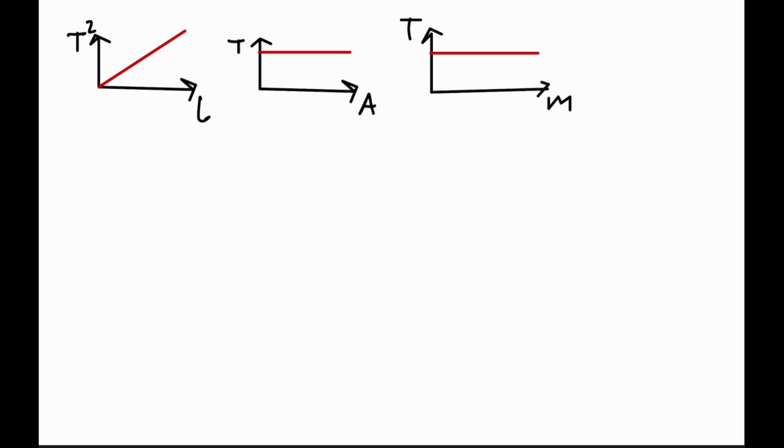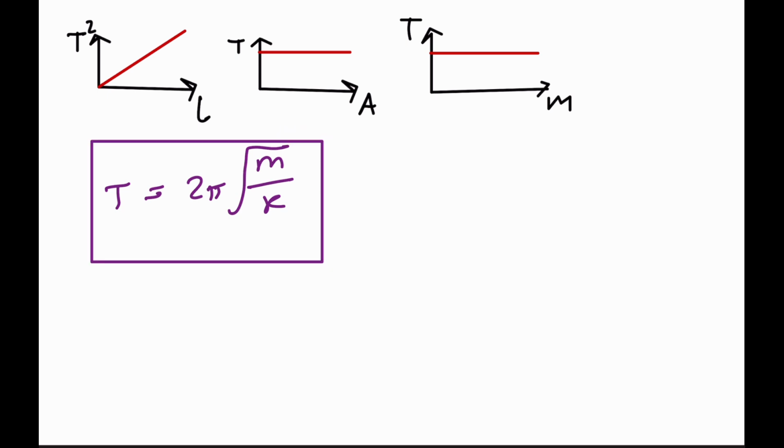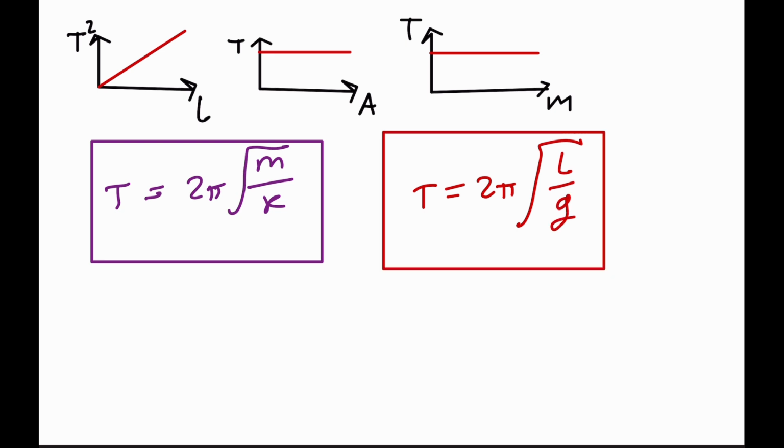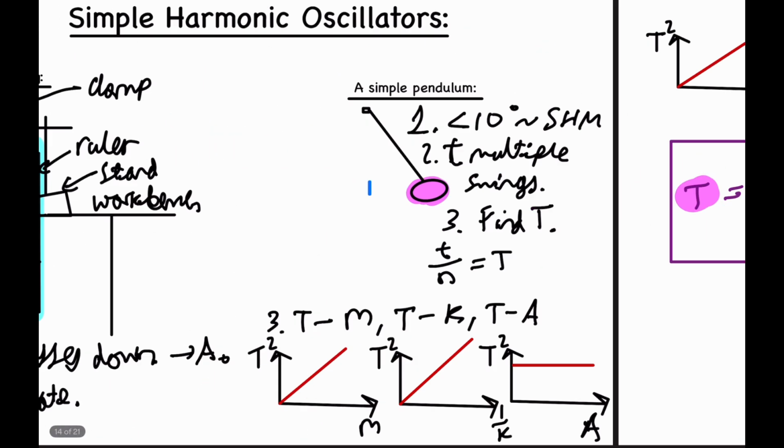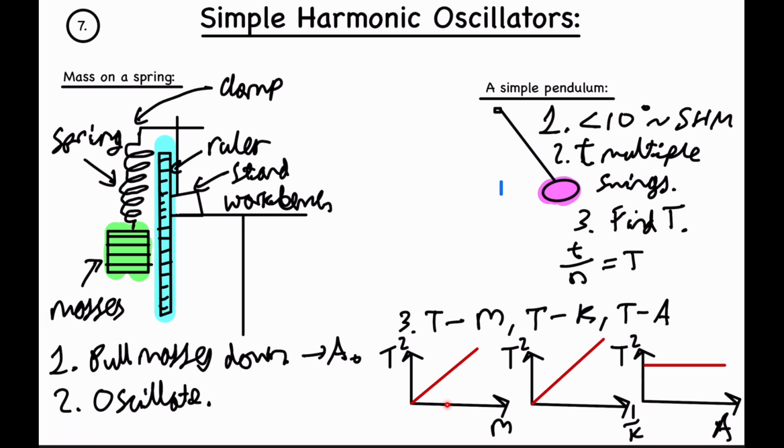And if you look at the equations of a mass on a spring and a pendulum, you would have T is equal to 2 pi times the square root of m over the spring constant for the mass on a spring. For the simple pendulum, you would have T is equal to 2 pi times the square root of L over the gravitational constant. And as you can see from these two, the time is proportional to the mass and the spring constant, as we can see from these graphs here.